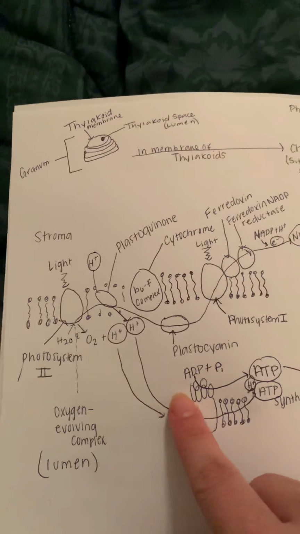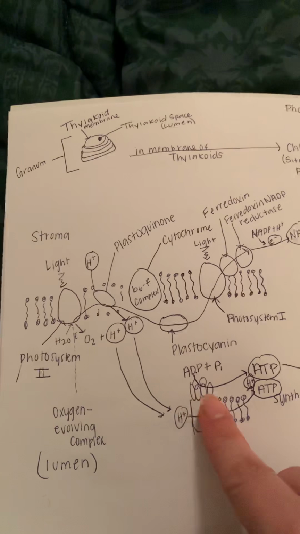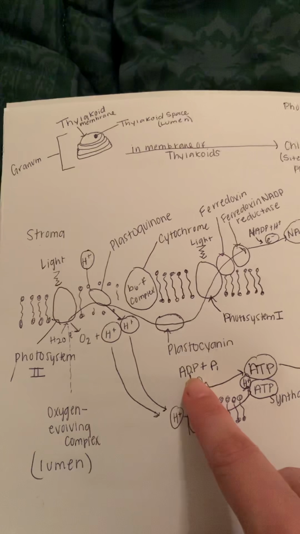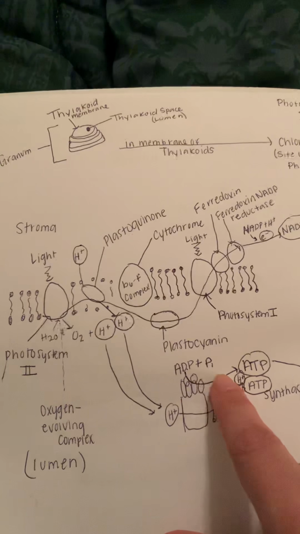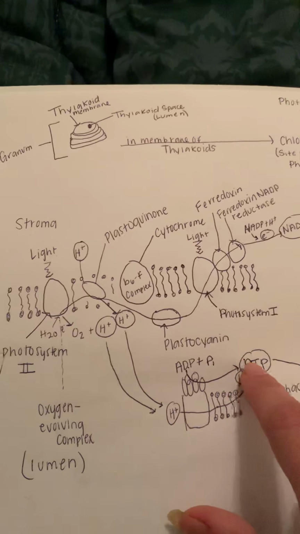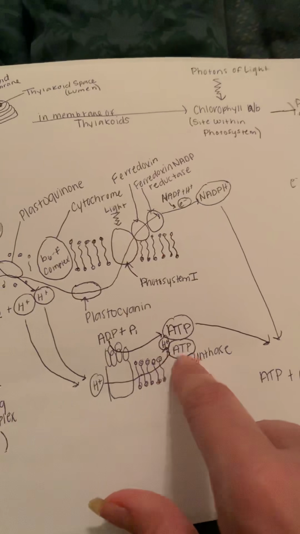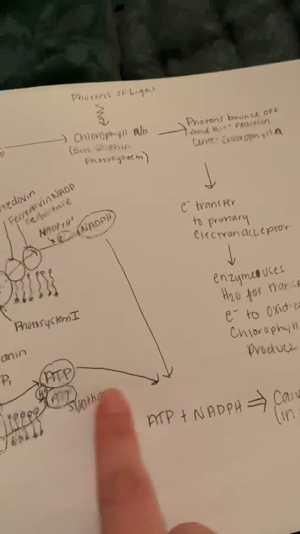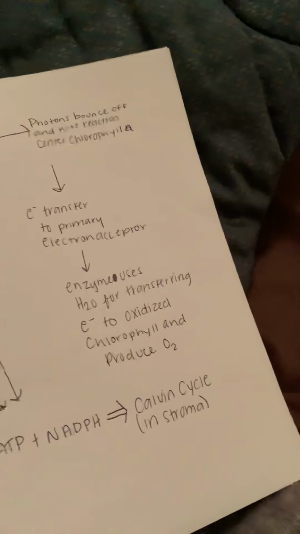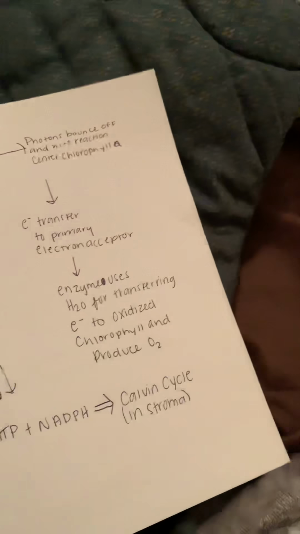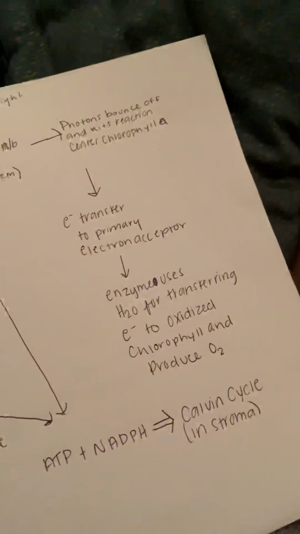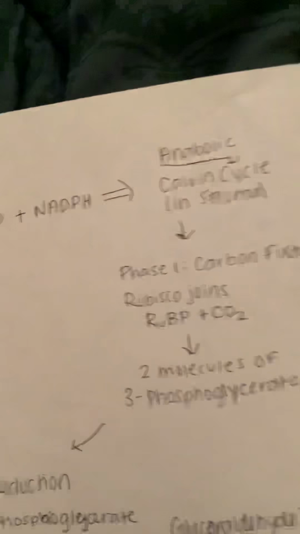So we have hydrogen ions going in right here, and we have our ADP plus our phosphorus, and so we're making ATP. And this is the ATP synthase. So we have ATP and NADPH in the Calvin cycle. So we go into the stroma, which is outside of the thylakoid membrane, and this is anabolic.